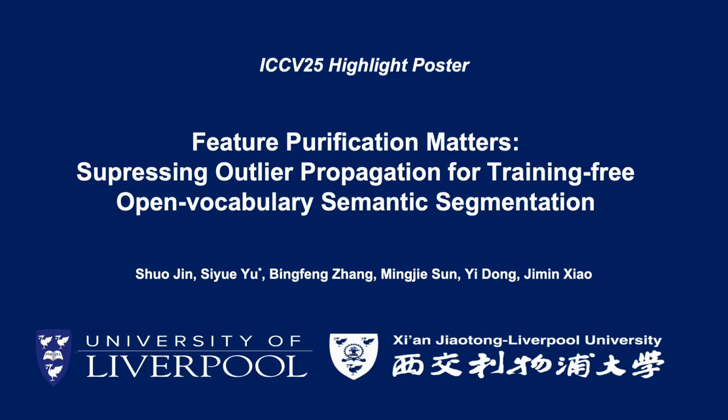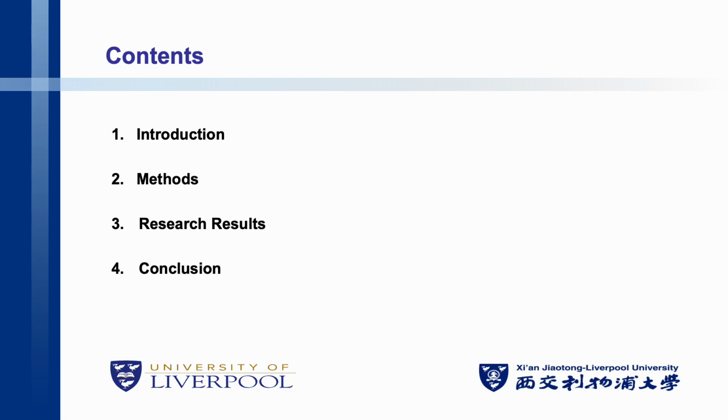Hello everyone. I'd like to present our ICCV25 highlight work, titled Feature Purification Matters: Suppressing Outlier Propagation for Training-Free Open Vocabulary Semantic Segmentation. I will discuss the introduction, methods, research results and conclusion, respectively.